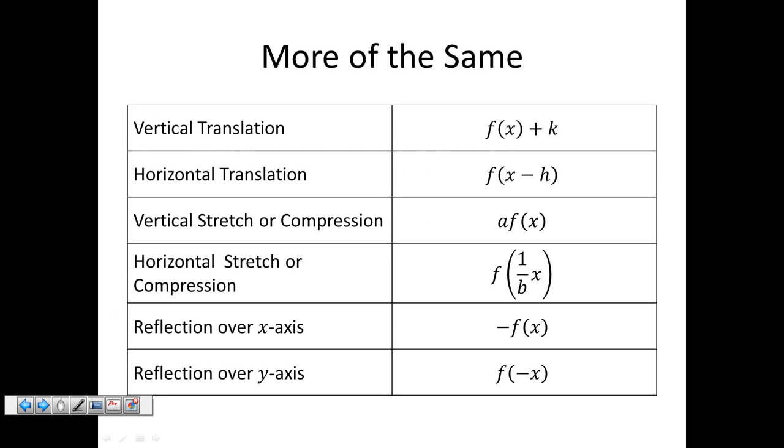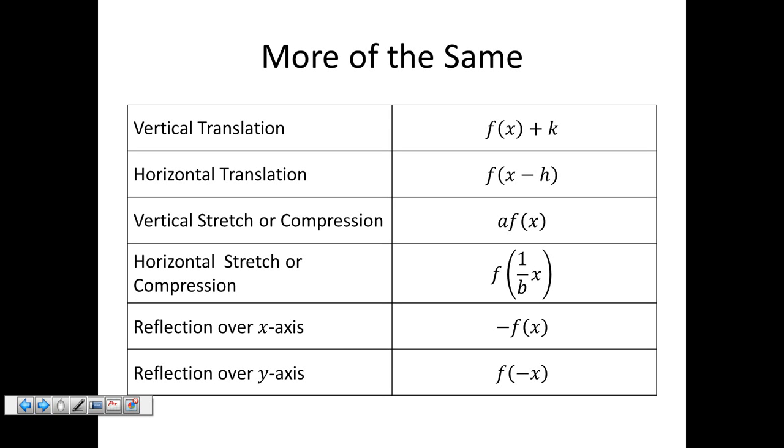Now really, as far as how we deal with these transformations, it's really more of the same. We've done transformations of all different types of functions, and the rules that I've tried to get across to you hold true for exponential functions and logarithmic functions. When we want to do anything vertically, whether it's a vertical translation or a vertical stretch, that is what I refer to as an outside change. Whenever we do a horizontal translation or a horizontal stretch or compression, that is an inside change.